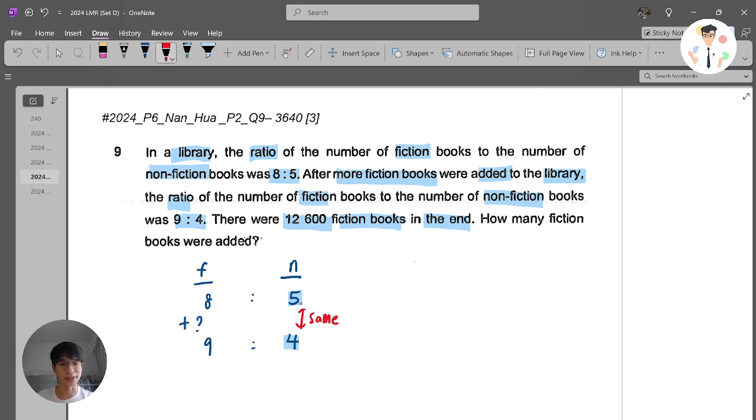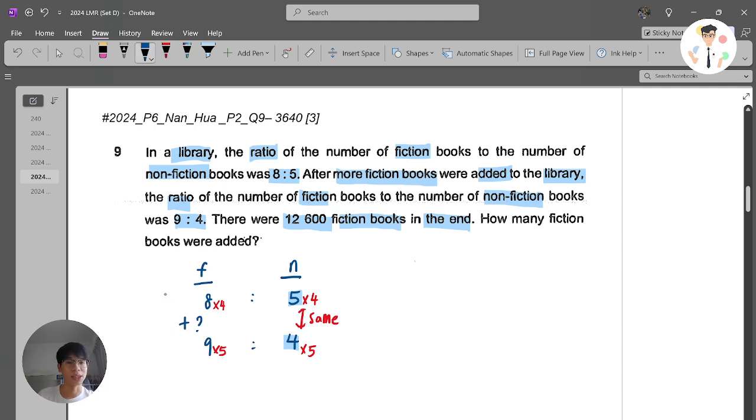So what is the LCM for 5 and 4? Basically, it's 20, right? So I times 4 here to make it 20. I times 5 here to become 20. But the problem is, if I times 4 here, it affects here. So I need to times 4 here. If I times 5 here, I need to times 5 here. So now the latest ratio will be equal to 32. And here is 20, as you know. Here is 45. And here is 20.